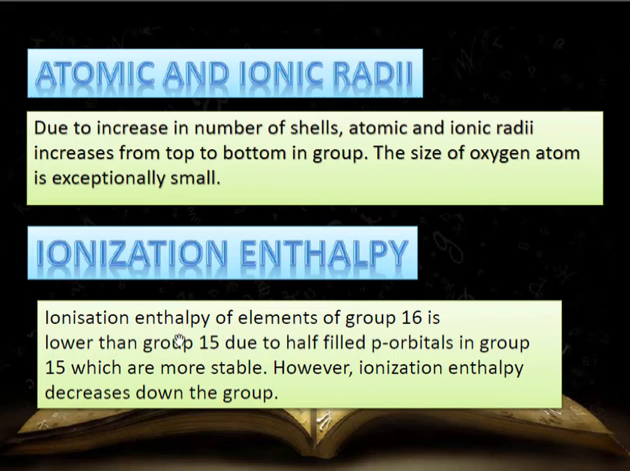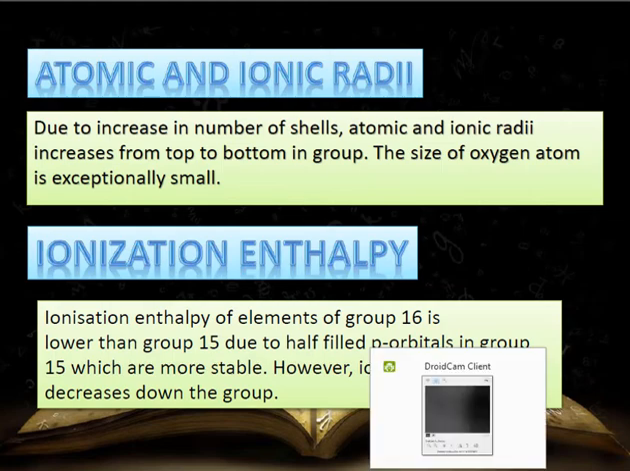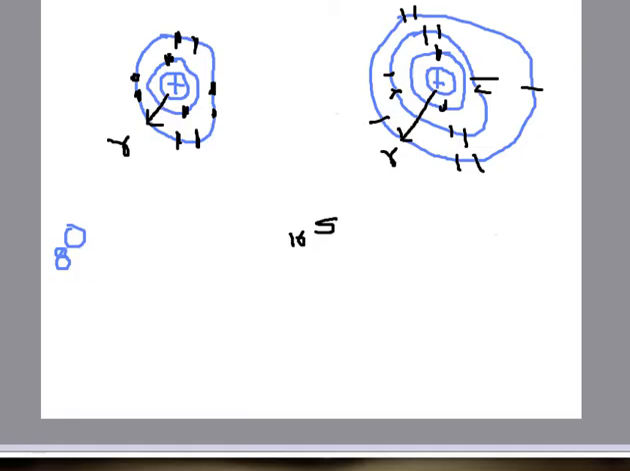Here it says that the ionization enthalpy of elements of group 16 is lower than group 15 due to half-filled p orbitals in group 15, which are more stable. However, ionization enthalpy decreases down the group. What is it? Let's understand it. Not a big deal.